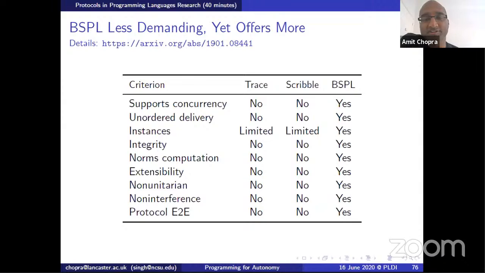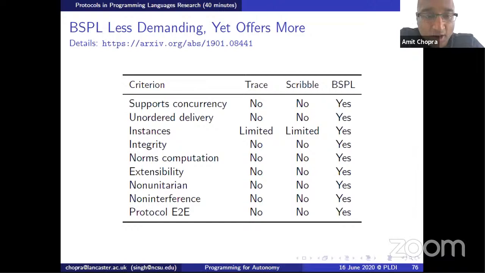They can handle instances, which I haven't gone into much, in a limited manner, because you can do recursion and so on, and therefore repeat the protocol. But the thing with instances is that you can have many instances of the same protocol being enacted concurrently. So I can have a transaction with a seller for figs and a transaction with the seller for jam, both running concurrently with the messages from both the instances interleaved. And such enactments would not be supported in Trace and Scribble. They obviously don't support integrity.